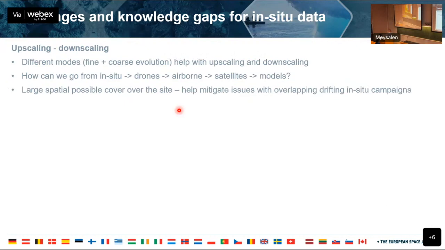If we want to go upscale or downscale, I don't necessarily like those words because of differing definitions, but different modes in the satellite images, fine and coarse resolution, can help. With C-band of different types, how can we go from in situ to drones to airborne to satellites to models? What kind of scales are we talking about? Which kind of coverage do we need? Normally we need a large spatial coverage over a site to help mitigate issues with overlapping drifting in situ data.